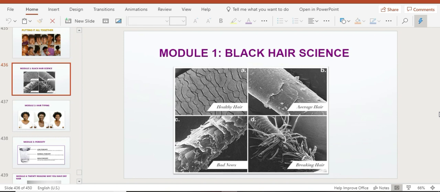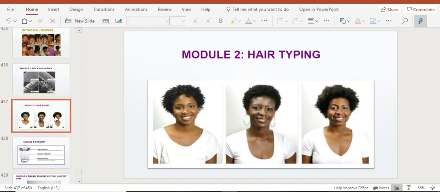And then I zoomed in on one layer, which is the cuticle. So I showed you the different images of the different stages of your cuticles. So what they look like when they're healthy, for average hair, bad news and breaking news, which is not what we want, obviously.